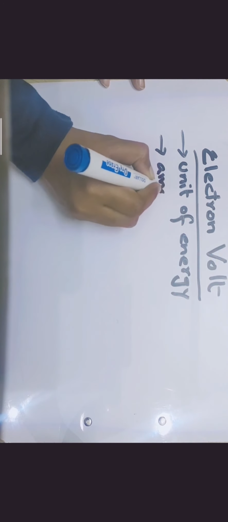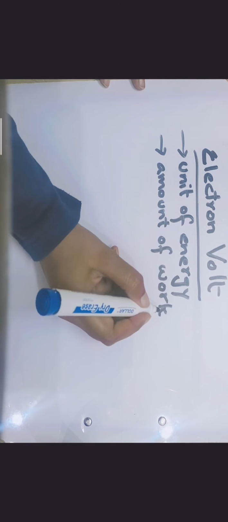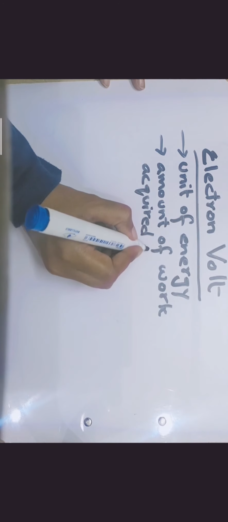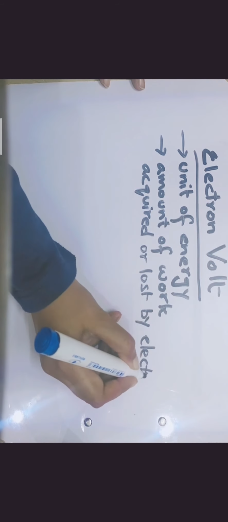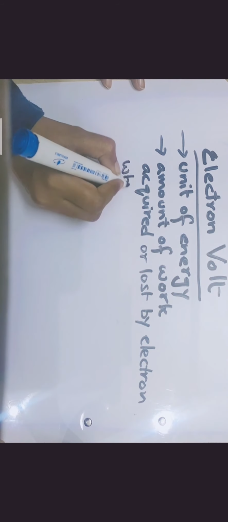amount of work done, that means done by the electron or done on the electron, that is acquired or lost by the electron, or you can say the amount of energy acquired or lost by the electron when it is displaced between 2 points, right?